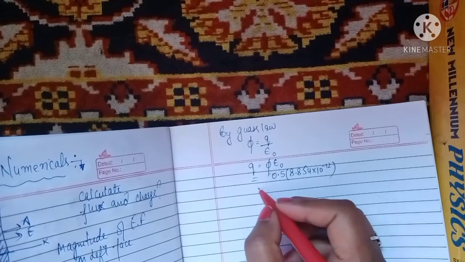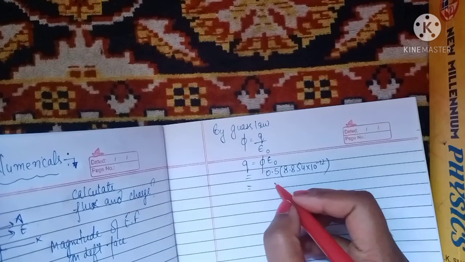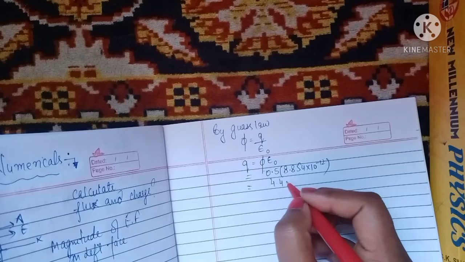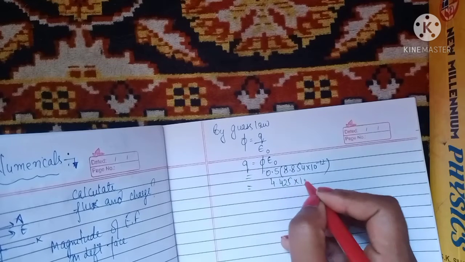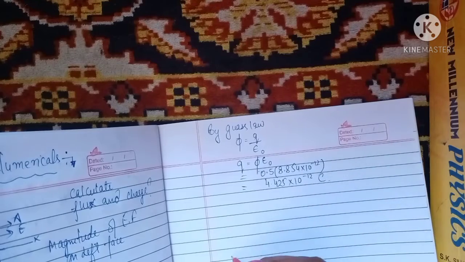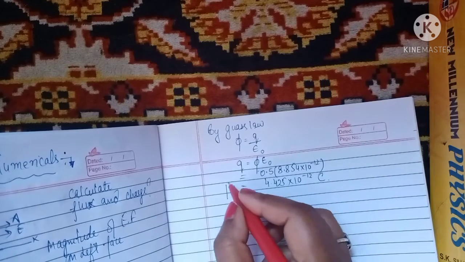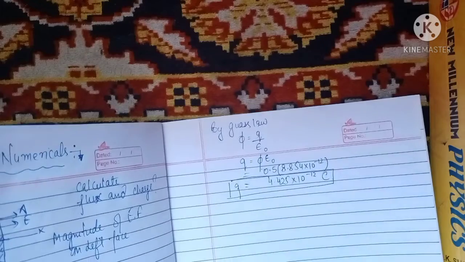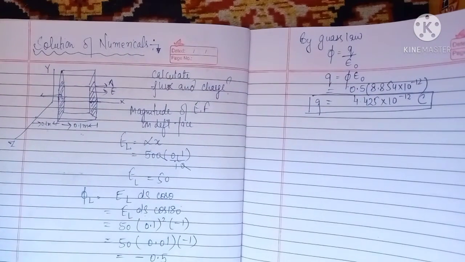When you multiply these two terms, you will get the answer, that is 4.425 into 10 raised to the power minus 12 charges. So that's why it is coulomb. So this is the value of the charge. Okay, so this is the solution of this problem. I hope you people understand.